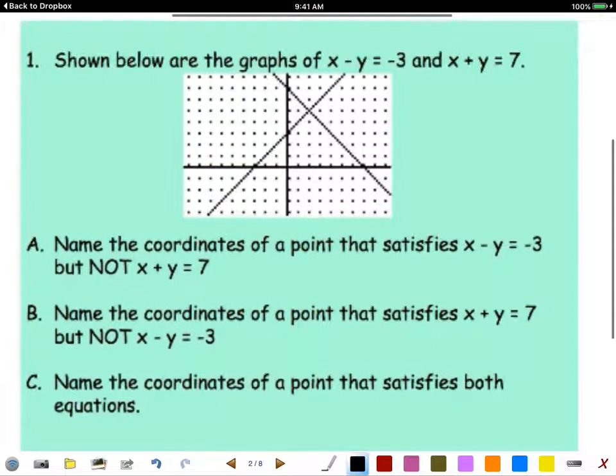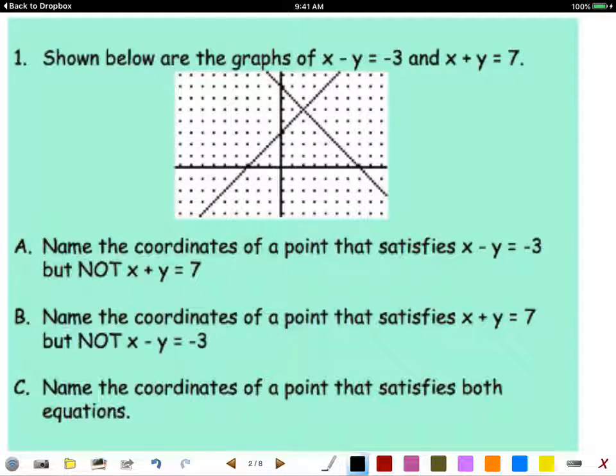All right, so just to go ahead and get started, let's look at number 1. Shown below are the graphs of x minus y equals negative 3 and x plus y equals 7. And by the way, they should have arrows on them, but it came off of a graphing calculator, so that's why it looks like that. But there you go. Name the coordinates of a point that satisfies x minus y equals negative 3, but not x plus y equals 7. Okay, well, first of all, we have to figure out which equation goes with which line.